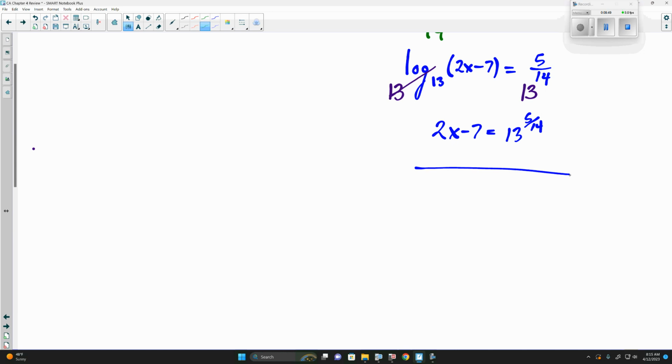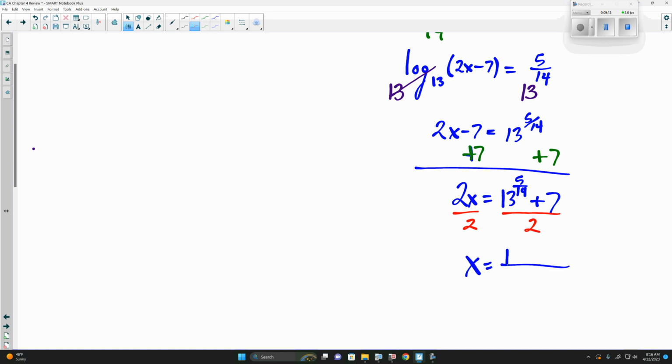And just continuing to solve for x. So at this point here, we can add 7 to both sides, telling us 2x is equal to 13 to the 5/14 plus 7. And last but not least, we would divide everything by 2, telling us x is equal to 13 to the 5/14 plus 7 over 2.